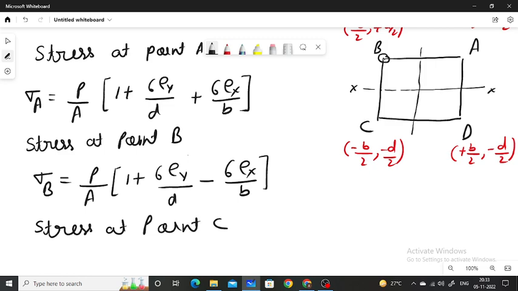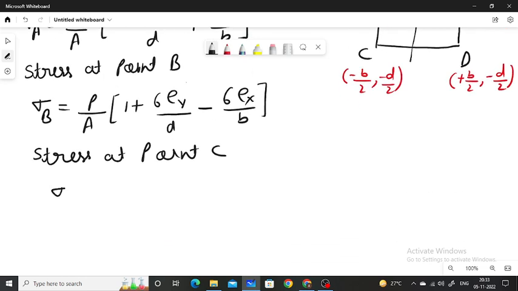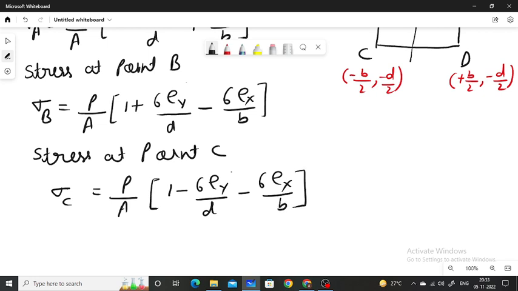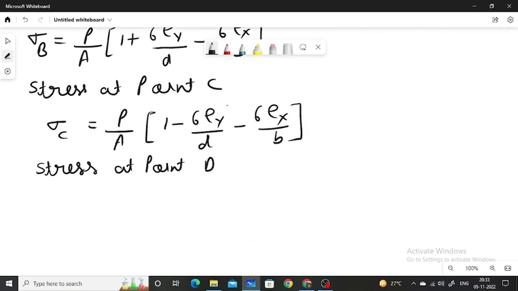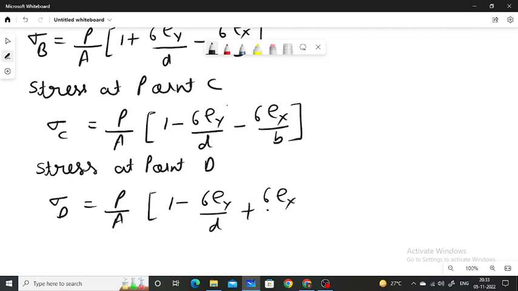C, sigma C will be equal to the P by A 1 minus 6 EY upon D minus 6 EX upon B. Stress at point D, sigma D will be equal to the P by A 1 minus 6 EY upon D plus 6 EX upon B.